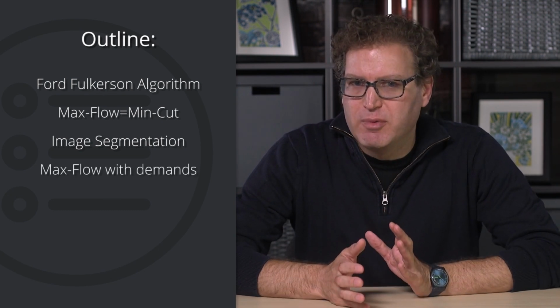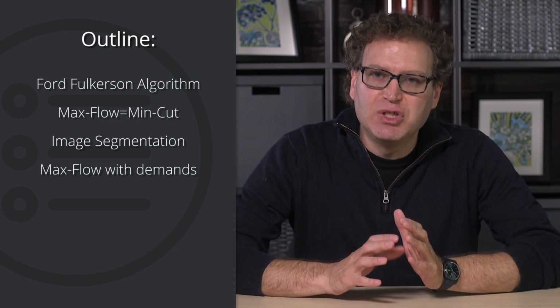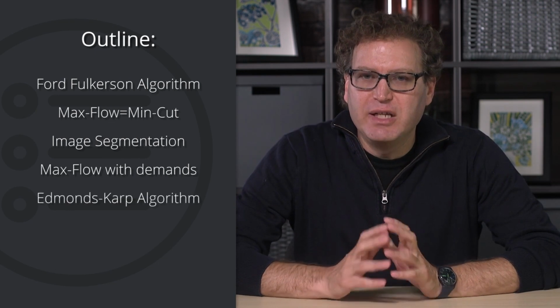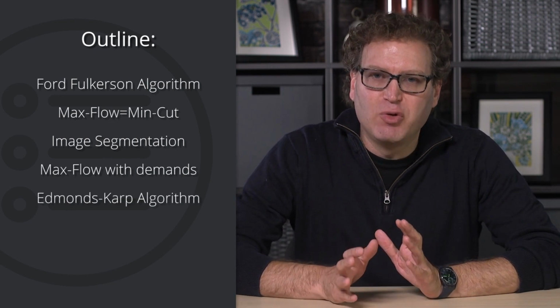Next, we'll look at a nice application of the max flow problem to computer vision, known as the image segmentation problem. We'll also look at a more general version of the problem, max flow with additional demand constraints, and we'll see how to reduce this more general problem to the original max flow problem. Finally, we'll see a faster algorithm for the max flow problem known as the Edmonds-Karp algorithm.